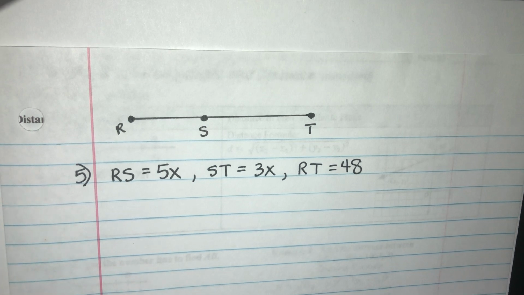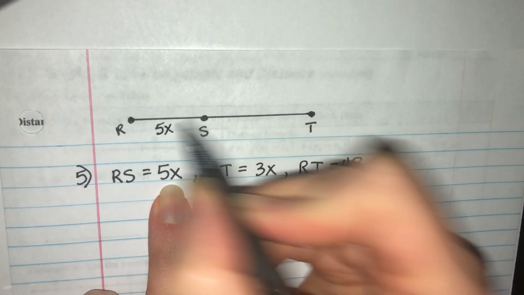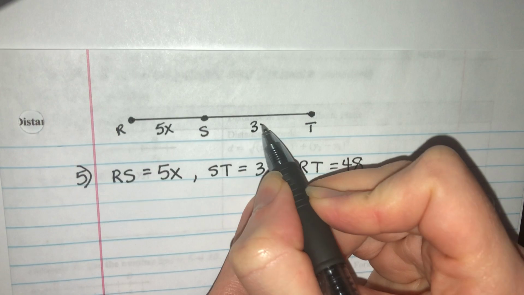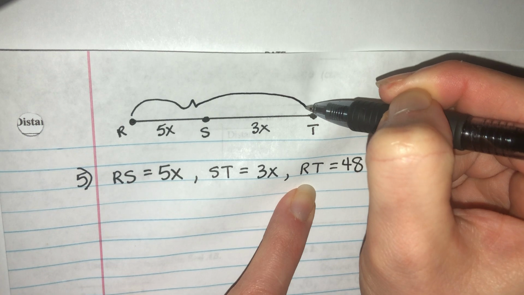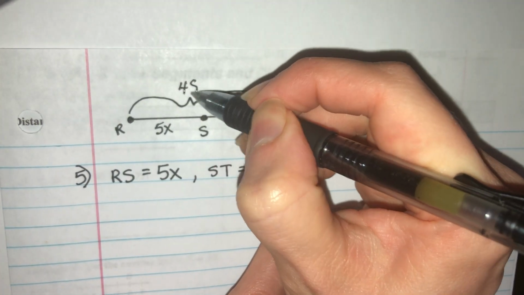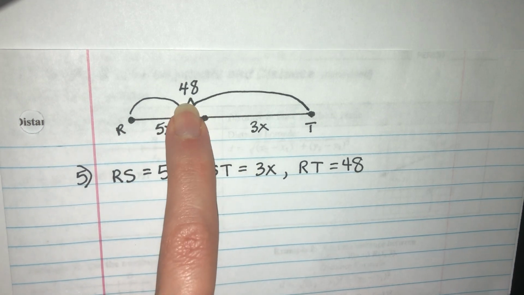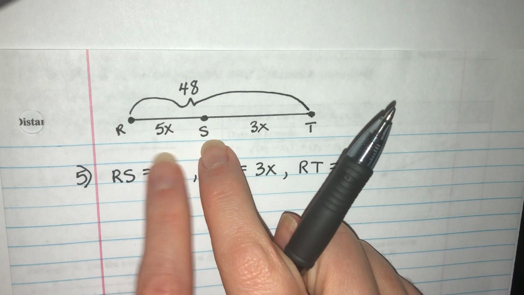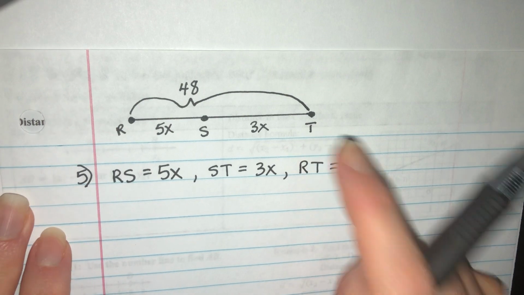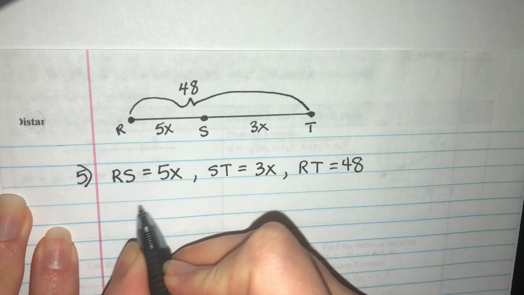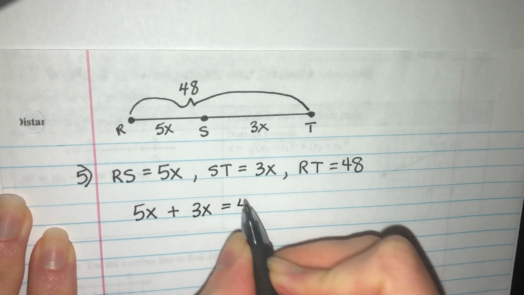So for this particular problem, the RS is 5x, that goes here. The ST is 3x, that goes here. And the total from R to T is 48. So I need to write an equation that ties these three pieces together. Remember, since S is between, that means RS plus ST would equal RT. So that's how I'm going to set it up. 5x plus 3x equals 48.